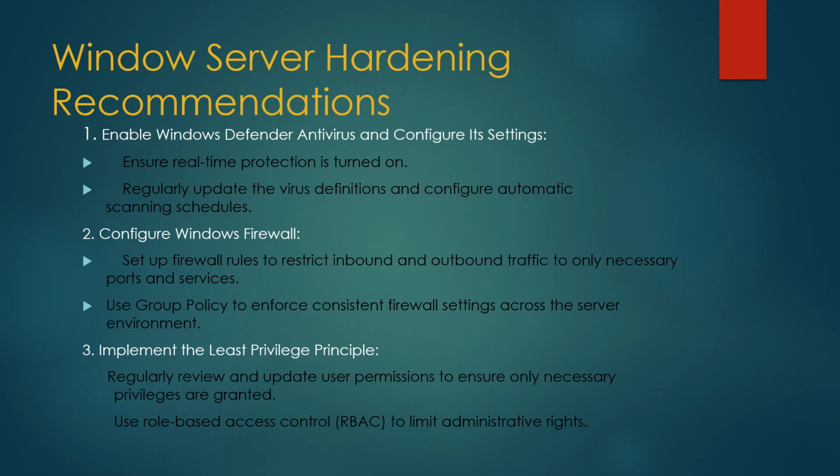Configure Windows Firewall. Set up firewall rules to restrict inbound and outbound traffic to only necessary ports and services. Use Group Policy to enforce consistent firewall settings across the server environment. Implement the least privilege principle. Regularly review and update user permissions to ensure only necessary privileges are granted. Use role-based access control, otherwise known as RBAC, to limit administrative rights.